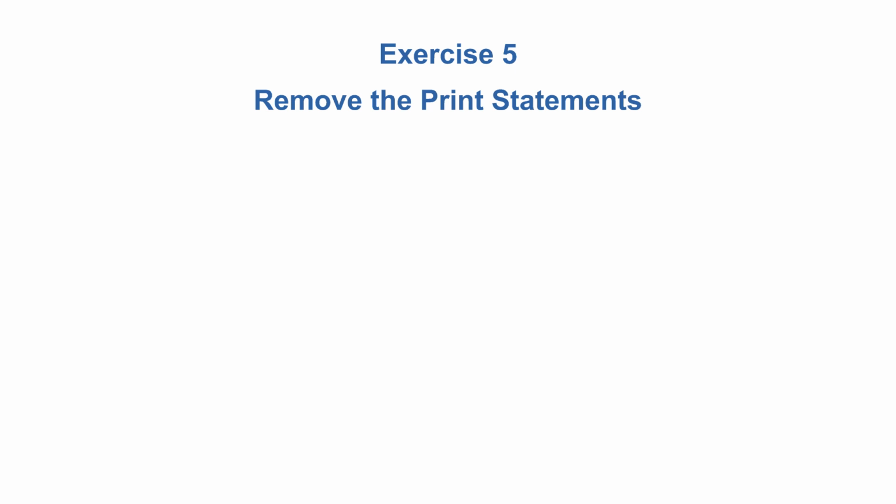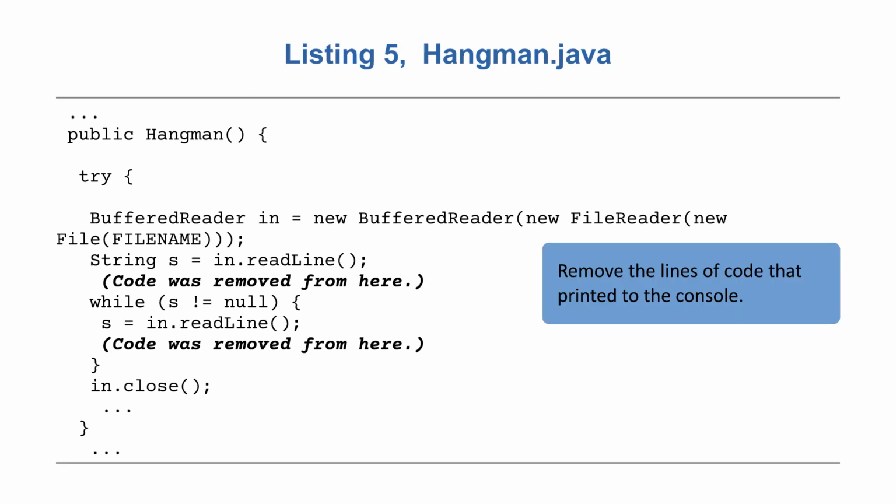Exercise 5. Remove the print statements. Remove the lines of code that printed to the console. Run it. What happened? It should no longer print anything to the console. It should still run the same as it did at the start of this lesson.